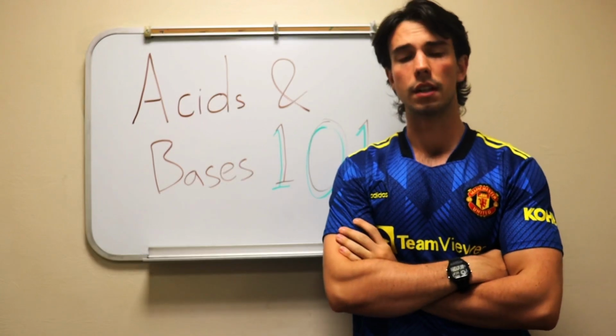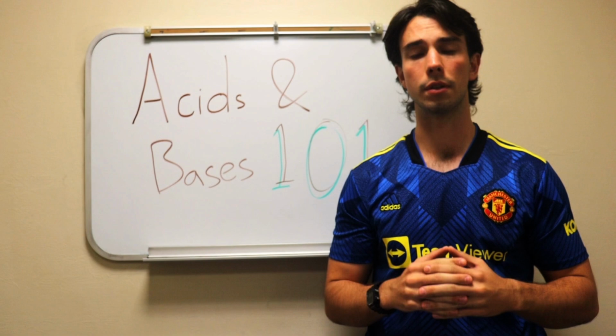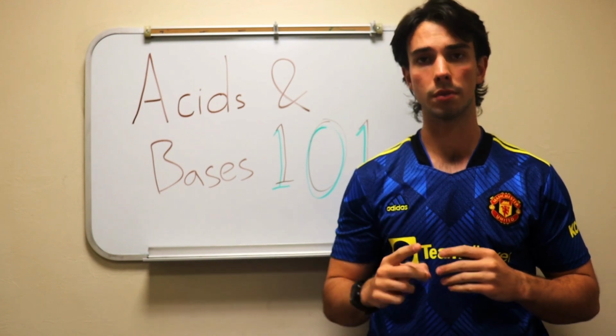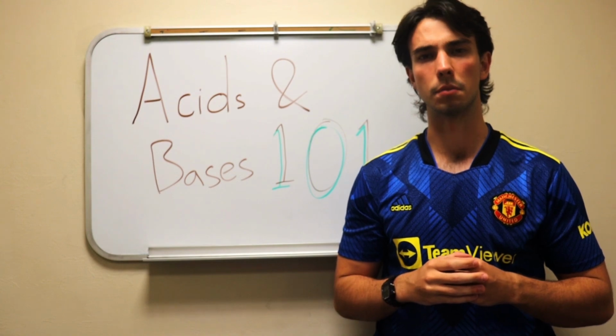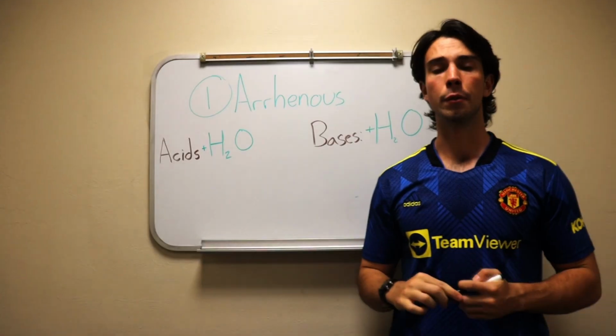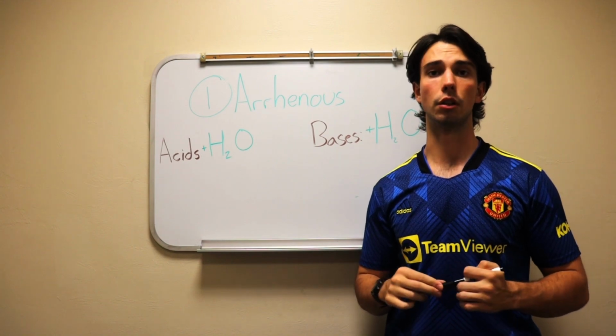Hello everybody, in today's video we're going to go over some of the basics of acids and bases, their different definitions, the conjugate forms of each, and what happens if something can be an acid and a base at the same time. Stay tuned. Now the first thing I want to talk about are the different kinds of acids and bases and the ways that we can look at them.